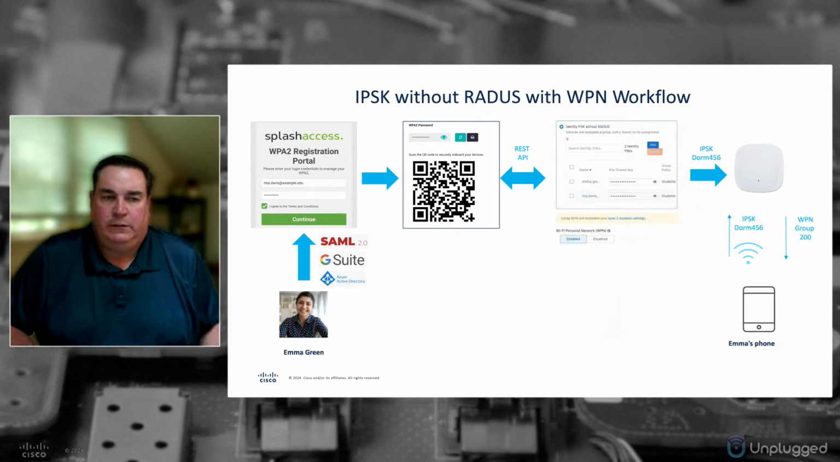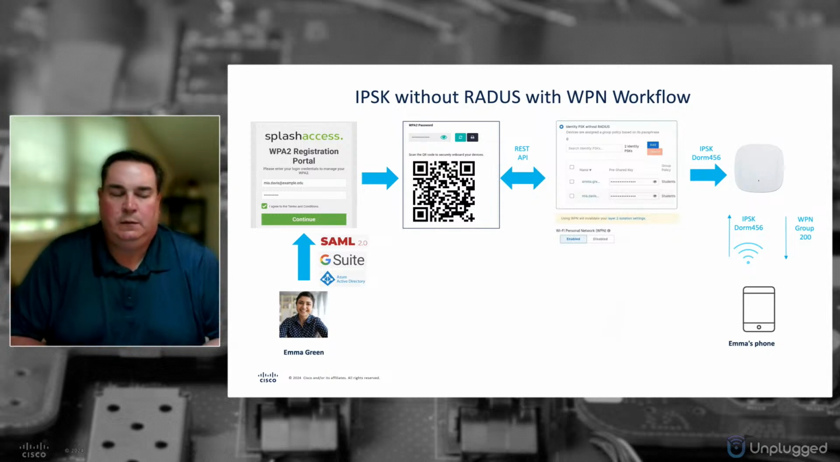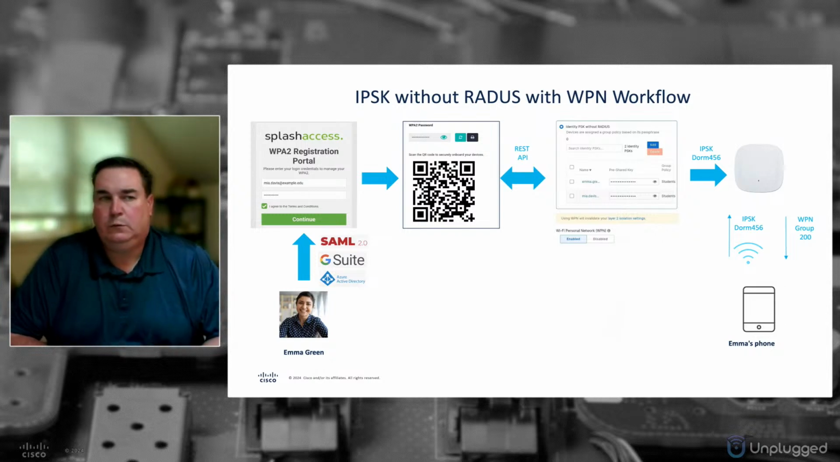Let's take a look at another example here. So this is Emma. She's also part of the campus. Let's say that Emma and Mia are next door neighbors in their dorm. Emma comes on the campus. She's got her phone. She wants to register as well. She's going to go through the exact same process, right? She's going to go to that Splash Access portal. She's going to log in with her campus credentials. As part of that, she's going to then get her WPA2 password, her IPSK. Once she does that, we're going to write that information automatically to Meraki dashboard, so that the dashboard knows this is the IPSK key that we're going to use for this.